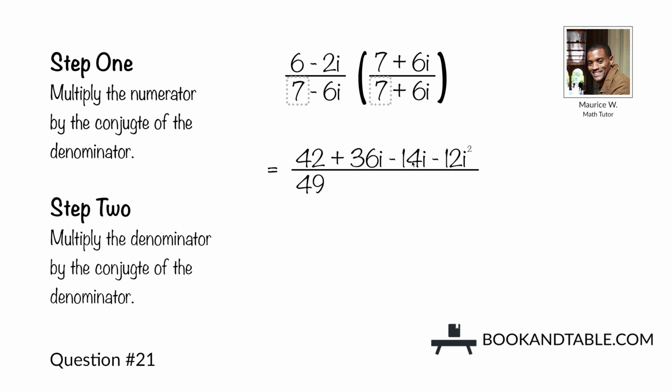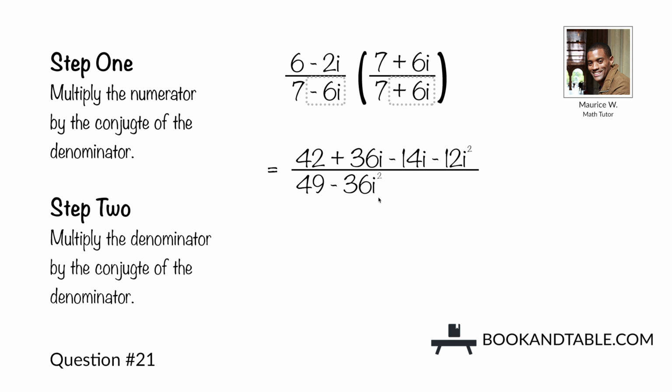And now the denominator. 7 times 7 is 49. 7 times 6i is positive 42i. Negative 6i times 7 is negative 42i, which negates positive 42i. And negative 6i times 6i is equal to negative 36i squared.